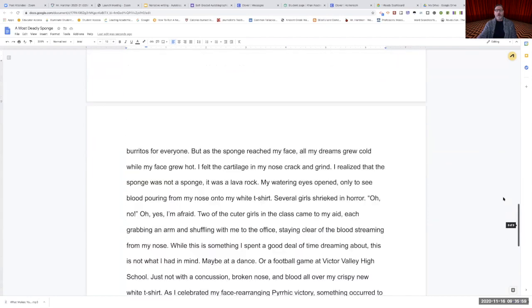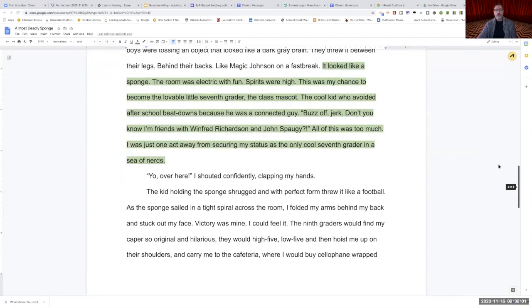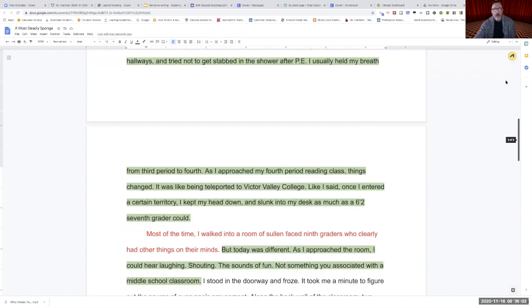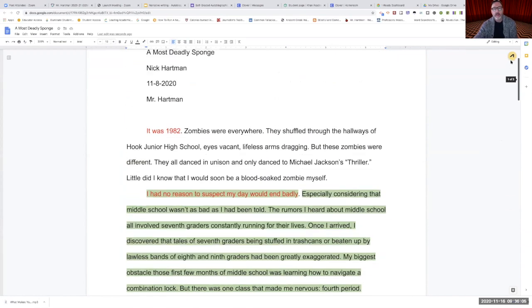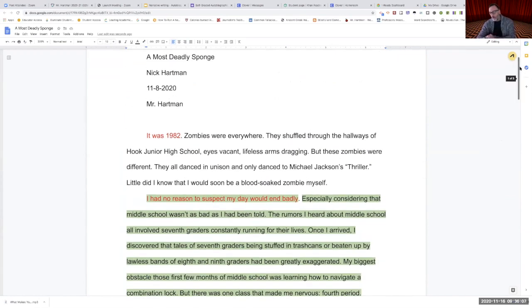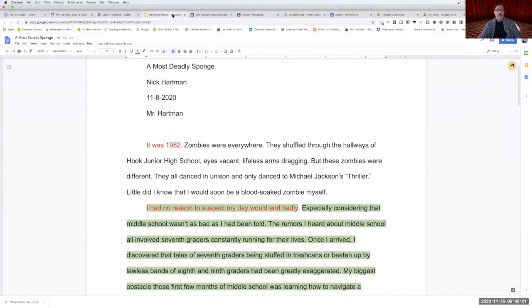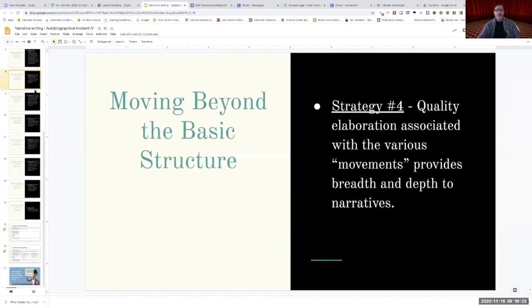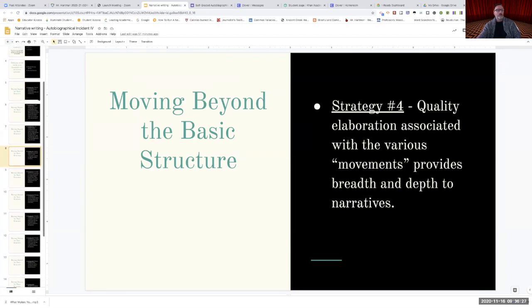I'm not going to go into the remaining part of the essay because I think you get the idea at this point. I want you to spend some time with your autobiographical incident essays to evaluate them for this particular strategy. So again, we're taking a look at strategy number 2.